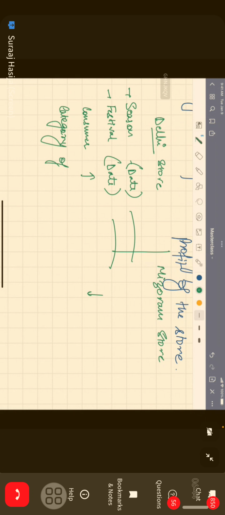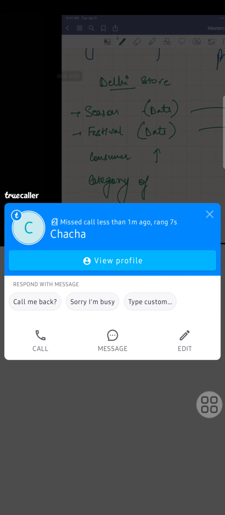Category of the product being bought. So, sales of furniture in Delhi will be more. Can I guess that? There are a lot of offices.